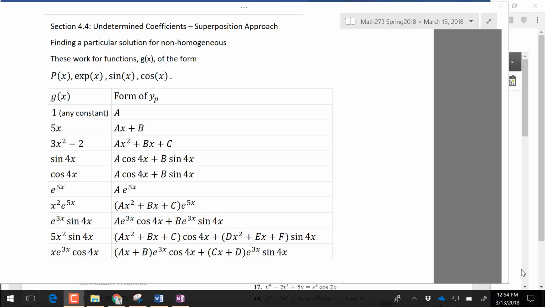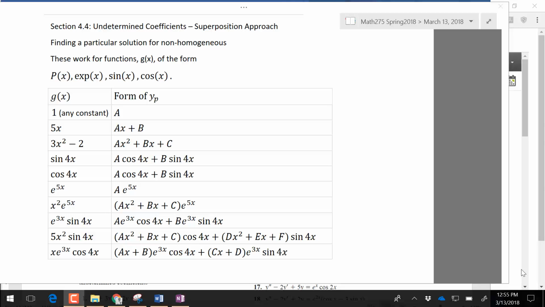And this is one of those things where I could explain it a bunch of different ways, but really the best thing to do is to take a look at some examples. And we'll take a look at some examples, and then I highly encourage you to practice, practice, and practice. So the idea is that if your right-hand side is just a constant, then you're going to have a constant for your guess for what the function is going to look like.